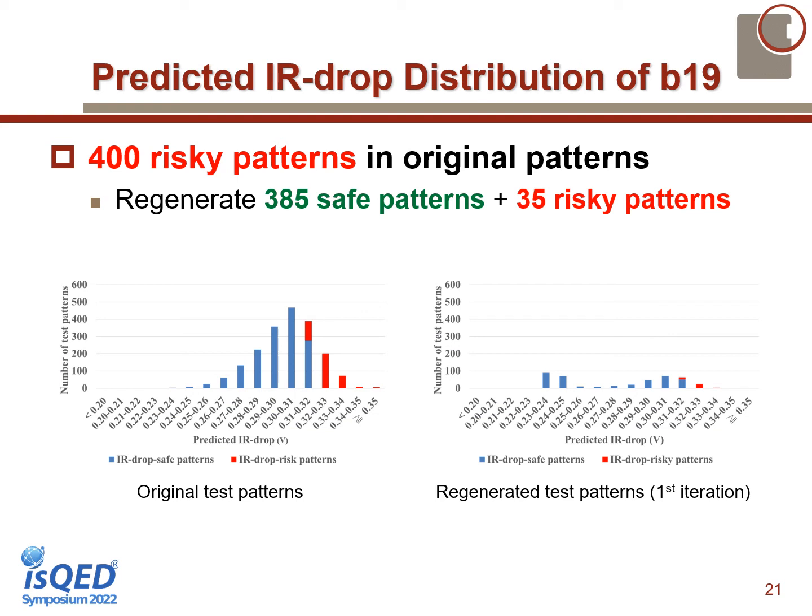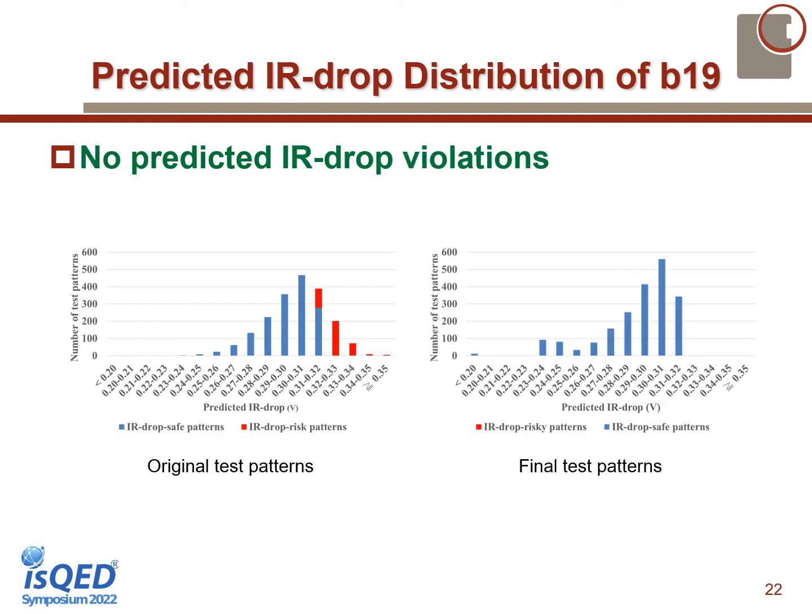The original pattern set contains 400 IR drop risky patterns. After the first iteration, the number of risky patterns dropped to 35, showing that our low IR drop pattern generation works very effectively. The objective of our work is to generate IR safe patterns. IR drop violations are not allowed in the final results. These two figures show the IR drop of initial and final test patterns. You can see our claims are verified.